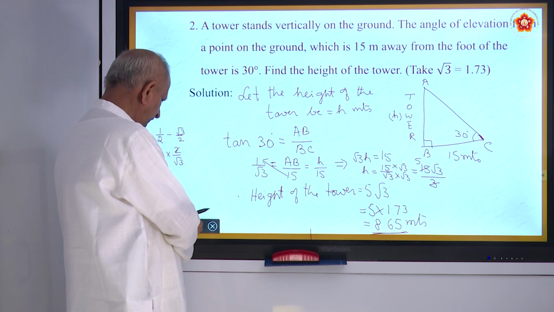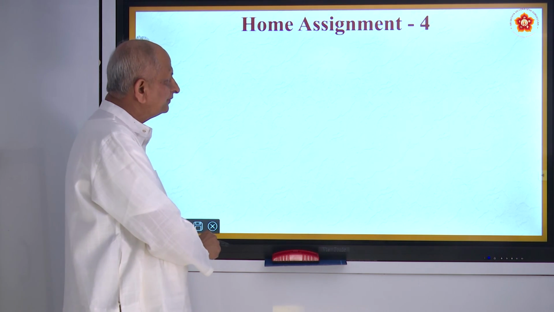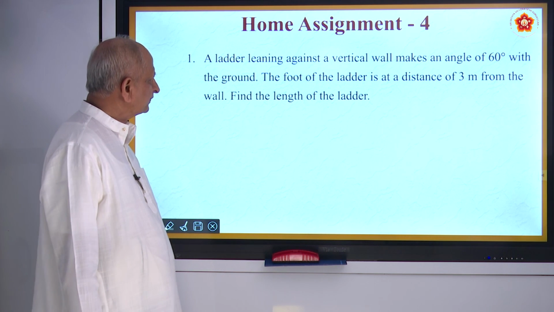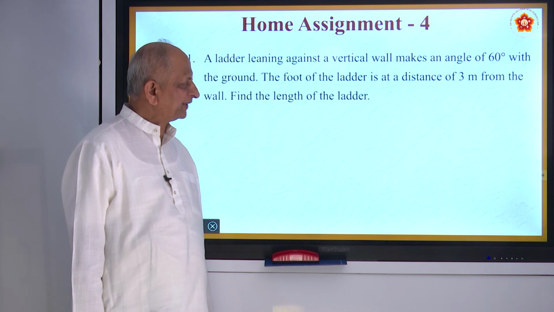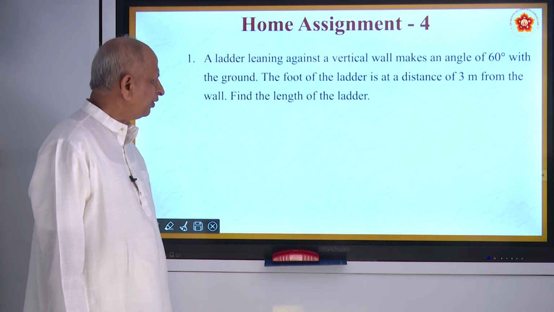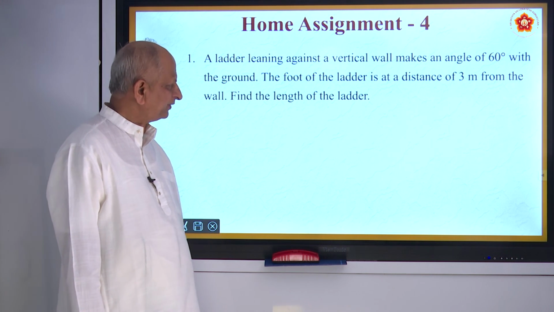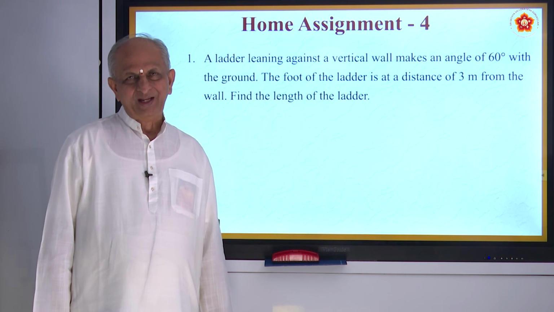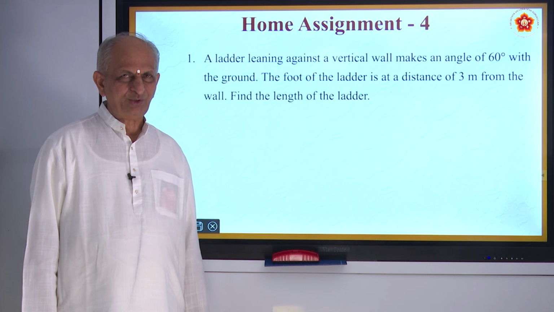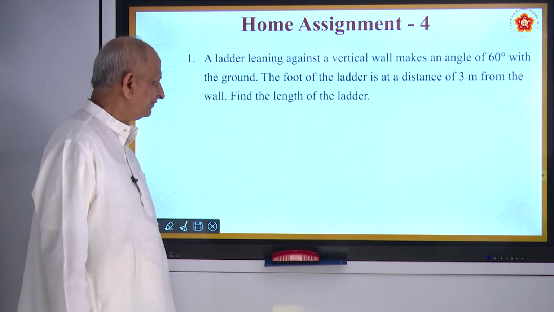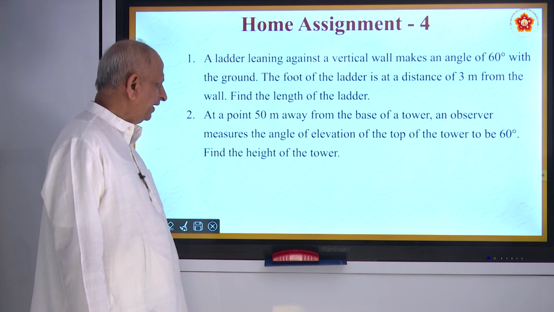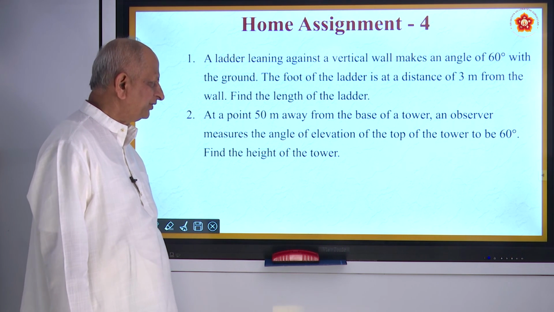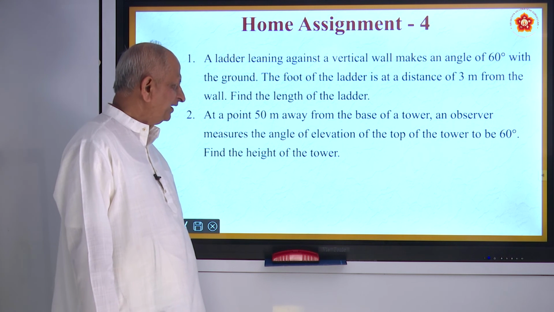Nice. We'll pass on to the next question. Now that is a home assignment. You write the answers at home. A ladder leaning against a vertical wall makes an angle of 60 degrees with the ground. The foot of the ladder is at a distance of 3 meters from the wall. Find the length of the ladder. Which relation do you use? Think yourself. Second question: at a point 50 meters away from the base of the tower, an observer measures the angle of elevation of the top of the tower to be 60 degrees. Find the height of the tower.